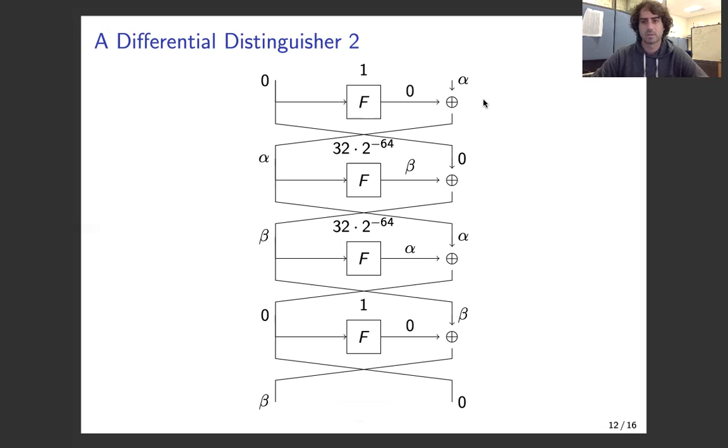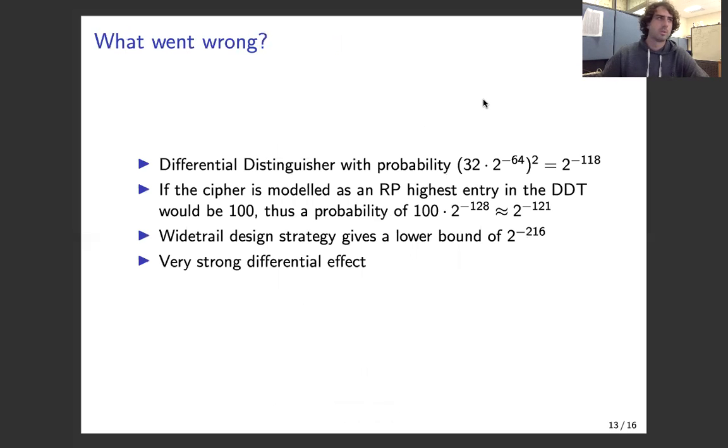So we can conclude that this cipher is distinguishable from a random permutation. Now the most important part: what went wrong here? Because clearly we are contradicting the proof that we gave with the Widetrail analysis that we did earlier. Now that's not entirely true, of course, but we'll come back to that later.